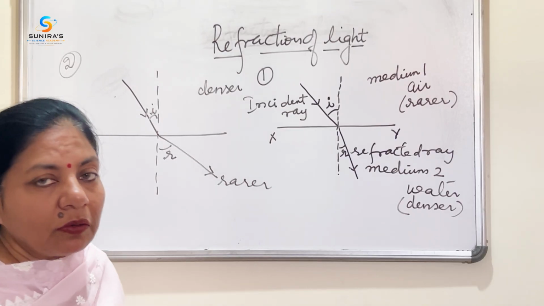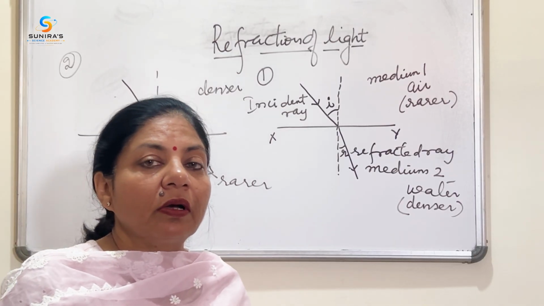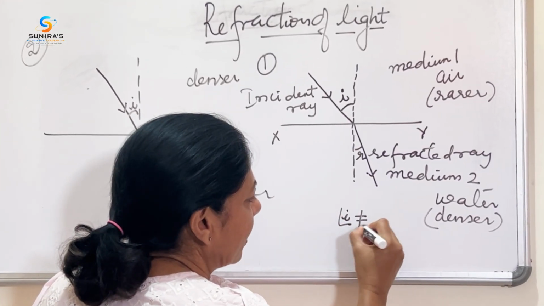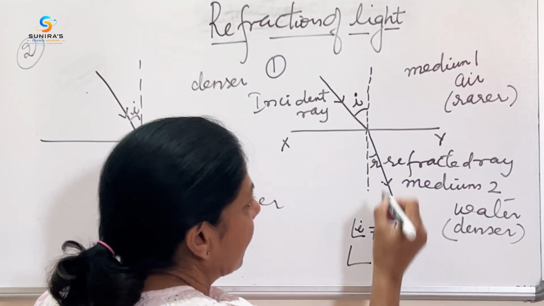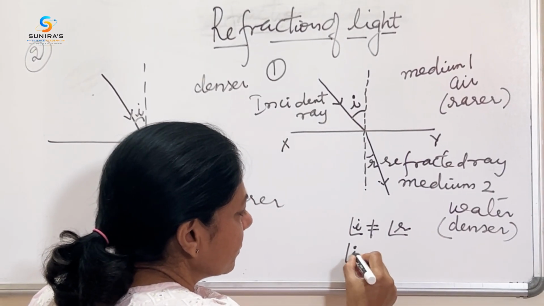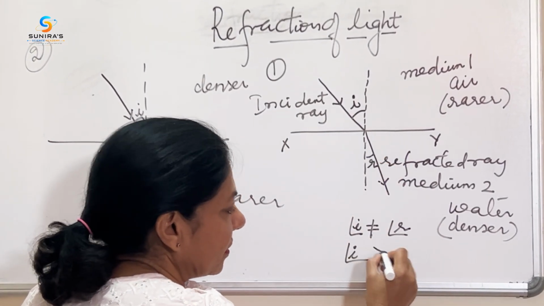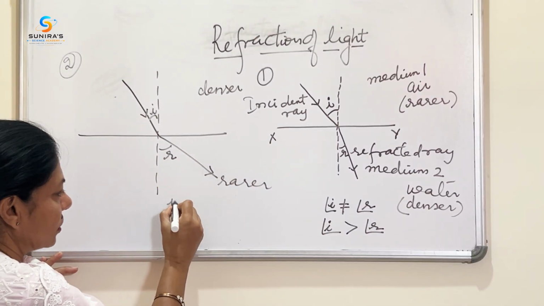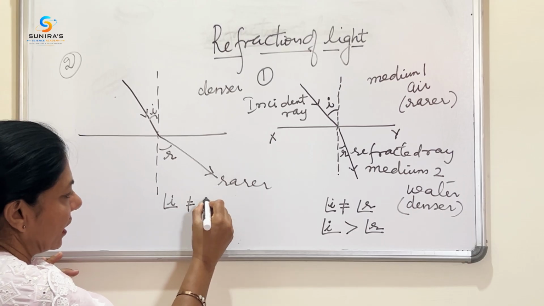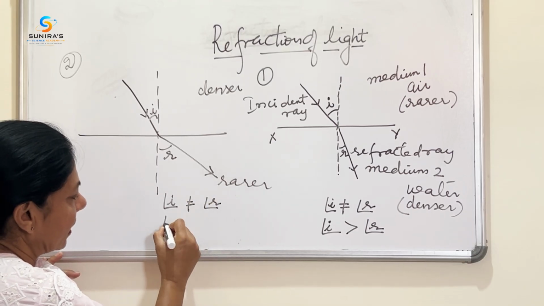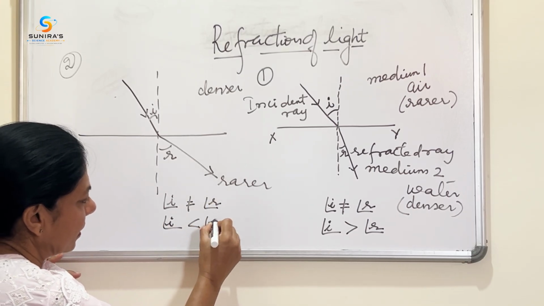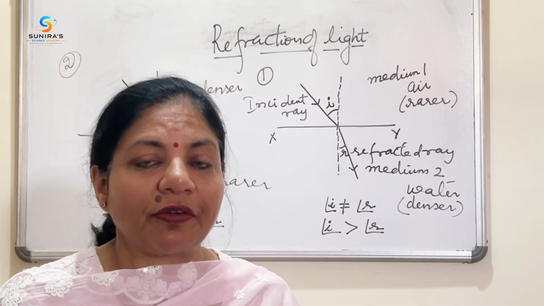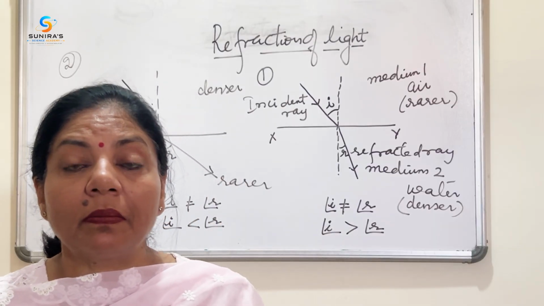Now if we talk about the angles in the case of refraction of light, you can see that angle i is not equal to angle r, and angle i is greater than angle r in the first case. In the second case also angle i is not equal to angle r, and angle i is less than angle r. Okay, so this happens in the case of refraction of light. Let us take some examples.